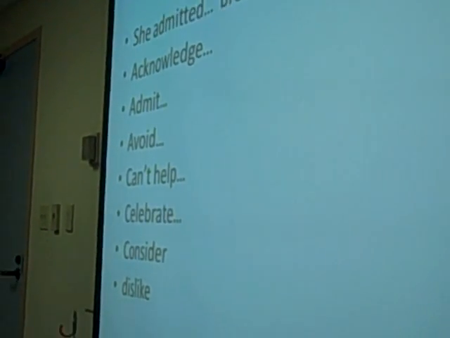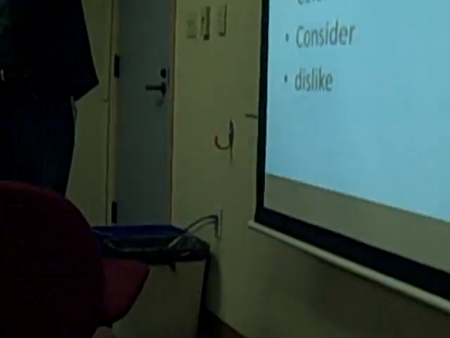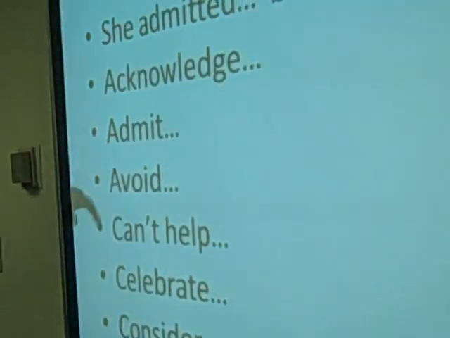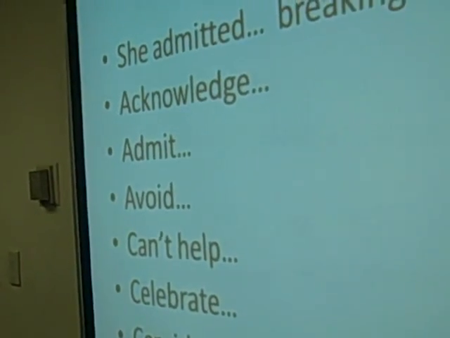Like she admitted breaking the window. So how about if we form the same kind of gerunds here? Let's say acknowledging. He acknowledged, let's say, a mistake. So what can we do with that? He acknowledged making a mistake or something like that. Admit, like he admitted cheating or something like that. Avoid, he avoided going to a movie or something like that.